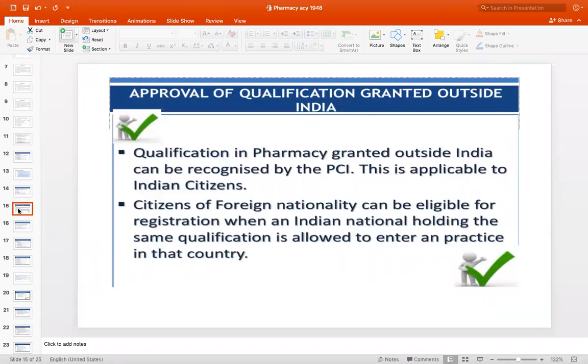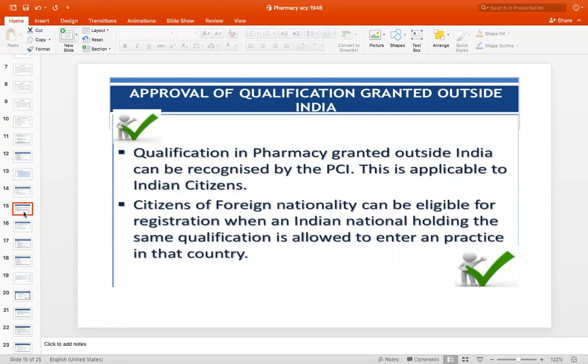Next, approval of qualification granted outside India. So we know that some degrees are not recognized in foreign countries, but some degrees are recognized by foreign countries. If you ask how about pharmacy, we are recognized by foreign countries. Still our certificates are valid in foreign countries. And even for them also, if they want to study in India, then they can always do that.